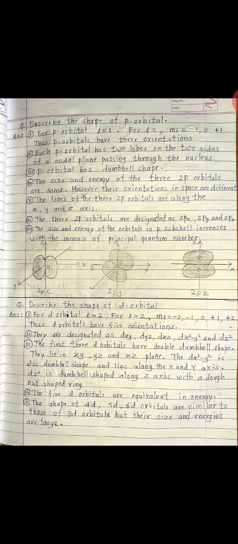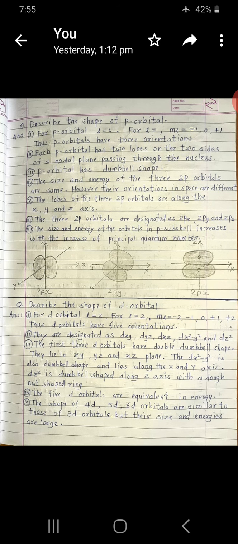Okay, so this is the shape of p orbital. Totally 7 points are there. So this is very important, shape of p orbital. Now describe the shape of d orbital.